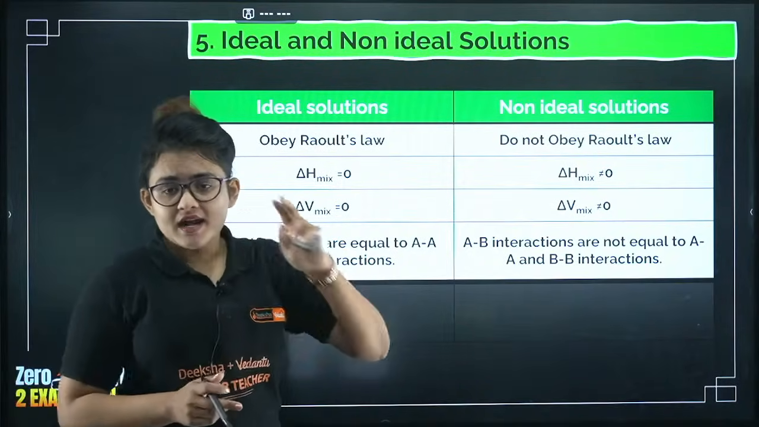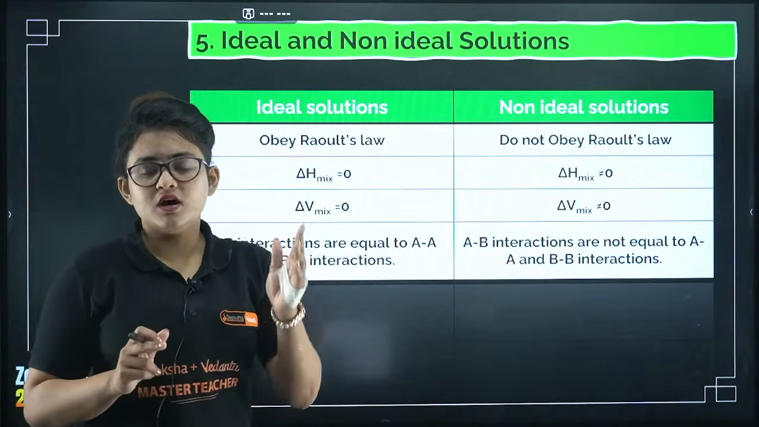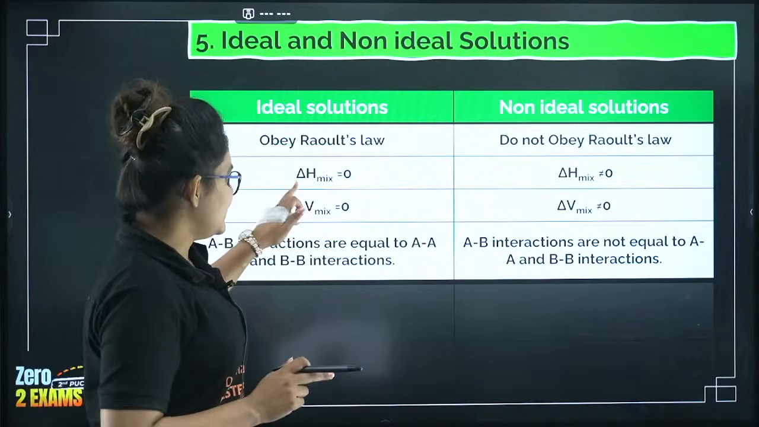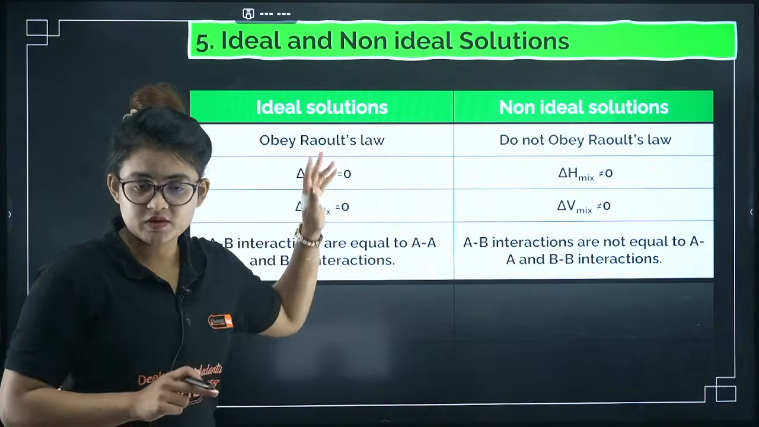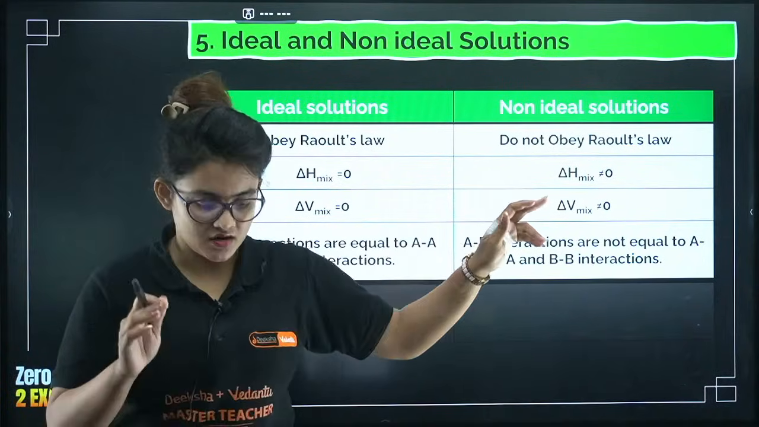Here you can see the difference between ideal and non-ideal solution. That's going to be super important for your examination. An ideal solution follows Raoult's law, and a non-ideal solution does not follow Raoult's law. For an ideal solution, delta H mix, the enthalpy of mixing, is always 0, and in this case the enthalpy of mixing is not equal to 0.